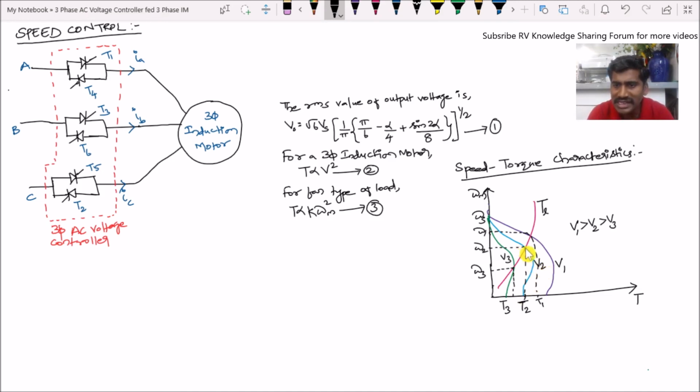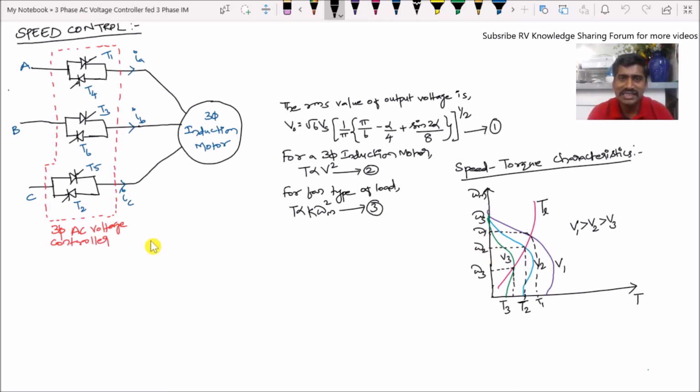According to this new operating point, the operating point shifts here, and our speed will be omega 2. If you observe omega 1 and omega 2, the speed is reduced. So this is how we can control the speed of a three-phase induction motor connected to a fan type of load using the stator voltage control method with the three-phase AC voltage controller.